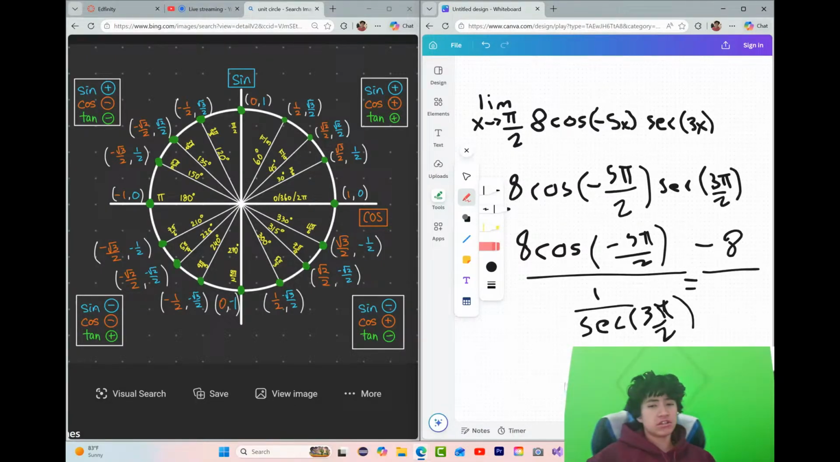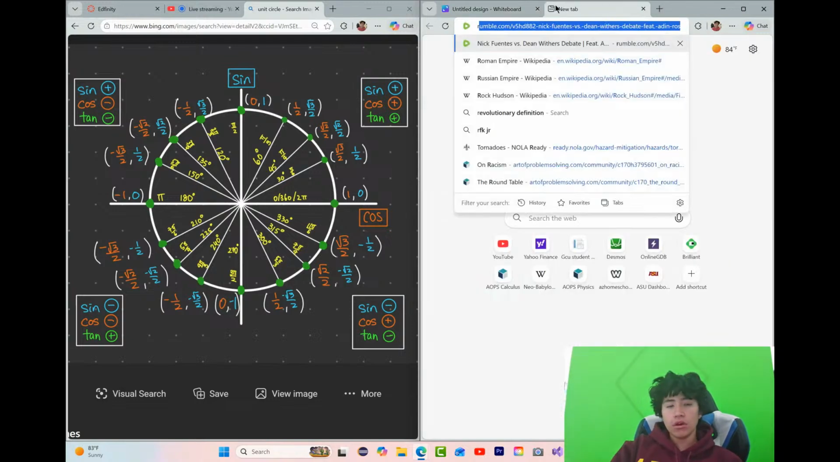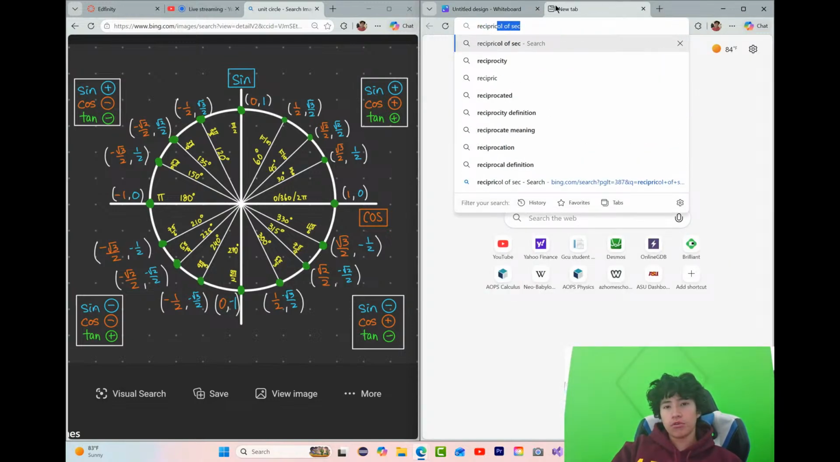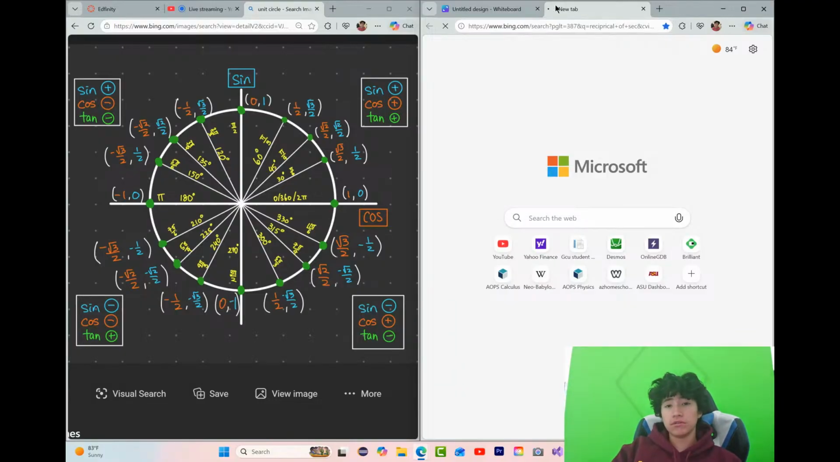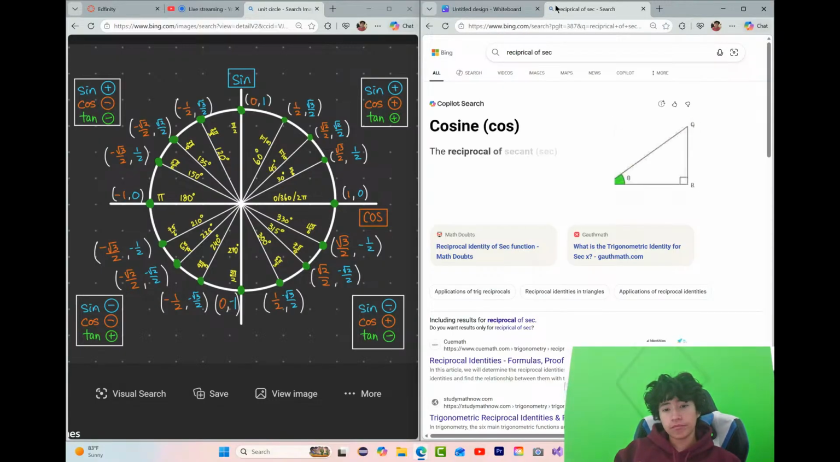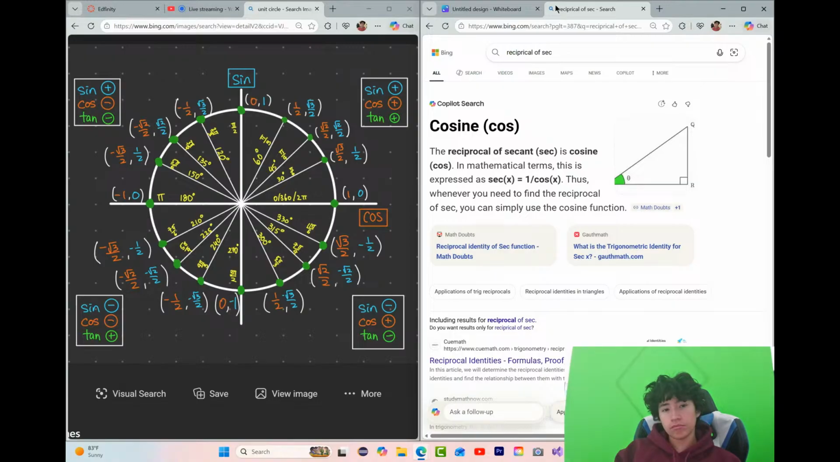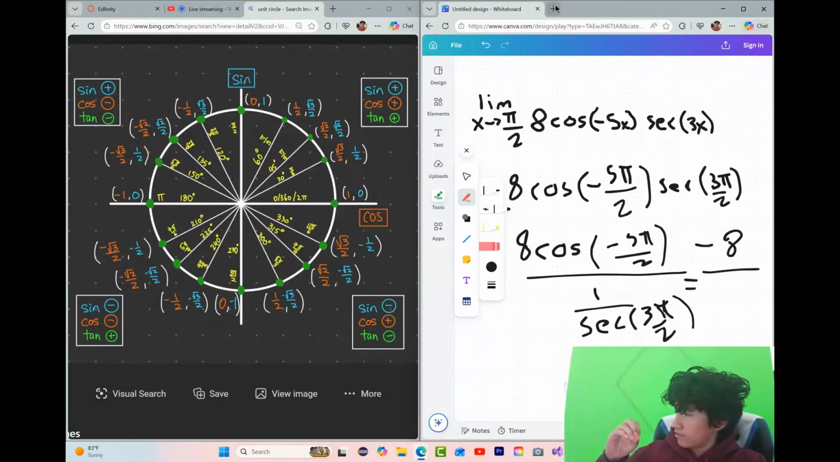That's the same thing as 1 over... the reciprocal of secant is cosine. All right, so secant equals 1 over cosine. Yeah, right, that makes sense. Secant is the reciprocal of cosine.